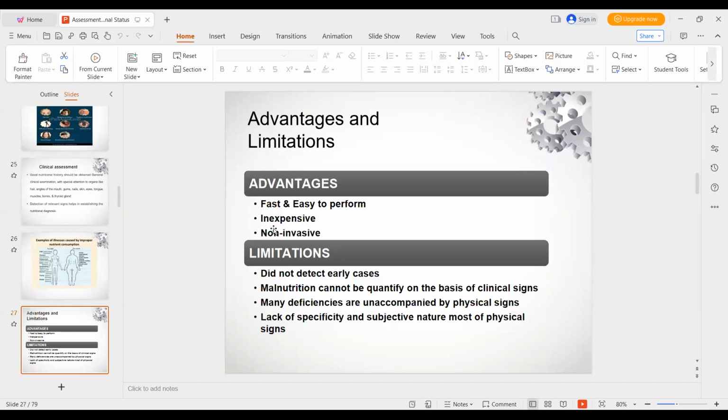Advantages and limitations. The advantages are that it is fast and easy to perform, inexpensive, and non-invasive. The limitations include that it does not detect early cases, and malnutrition can't be quantified on the basis of clinical signs. Many deficiencies are unaccompanied by physical signs, and most of the physical signs lack specificity and are subjective in nature.